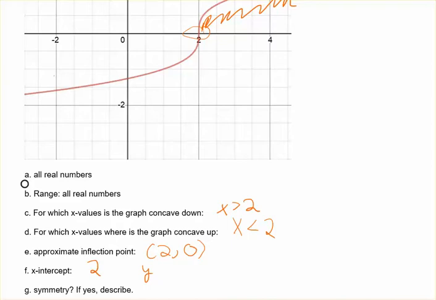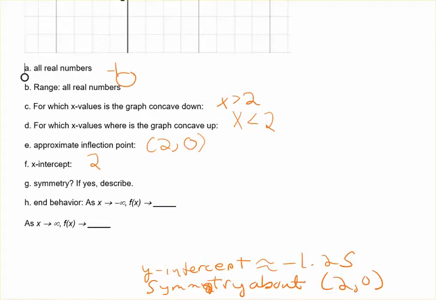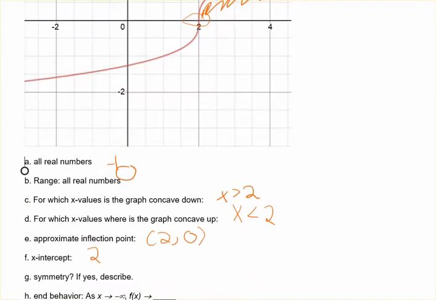There is a y-intercept in this one. I didn't actually ask you for it, but we could approximate the y-intercept. It looks like it's at about -1.25. Is there symmetry? I think there's symmetry about the, I spelled that wrong, about the inflection point, because we can see that we could rotate it about that point. And then everything's moving along with my graph or my fingers here.